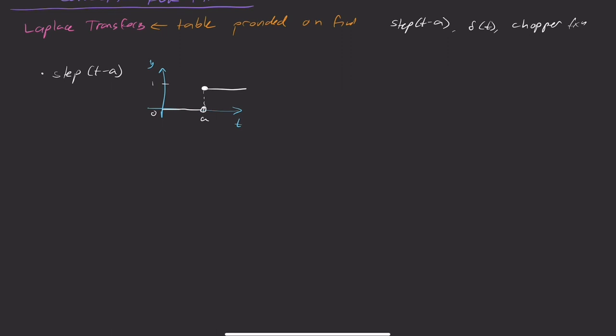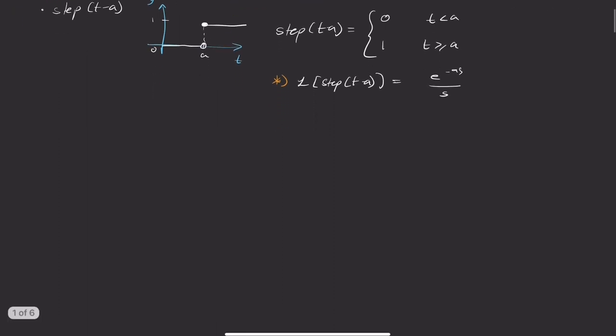Defining this mathematically, we say that step of t minus a is equal to 0 for all t less than a, and 1 for t greater than or equal to a. The important thing that I note about this, just to have familiarity: if you see anything with an e to the negative as, it likely was due to a step function. So the Laplace transform of step of t minus a is equal to e to the negative as over s.